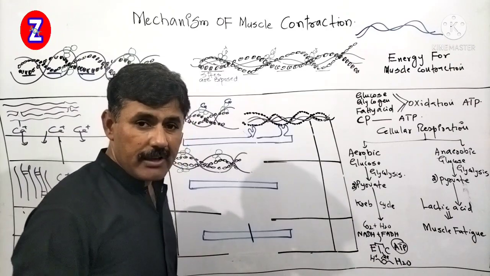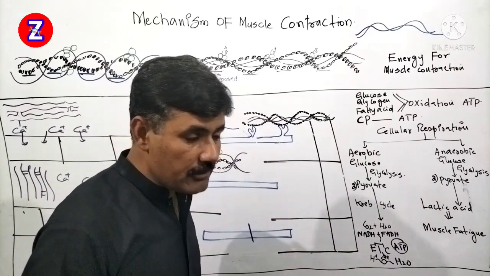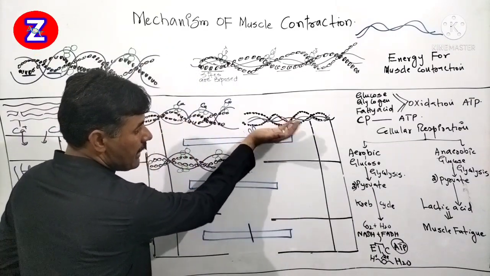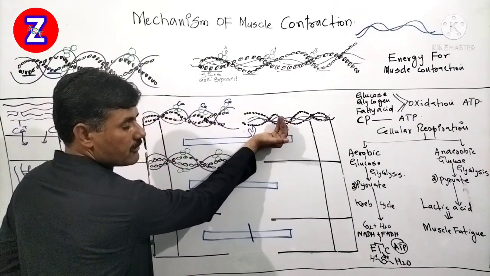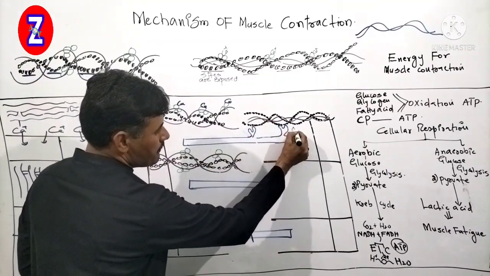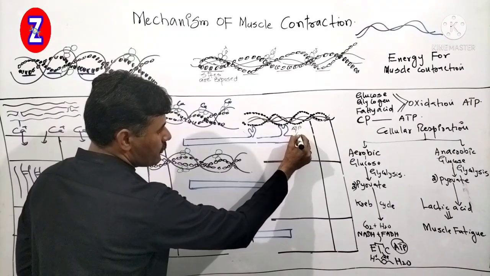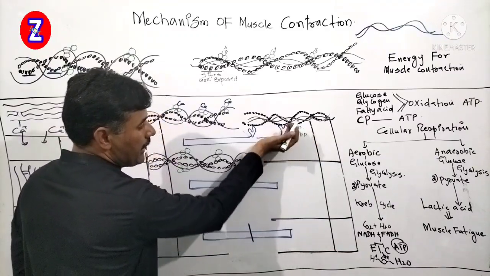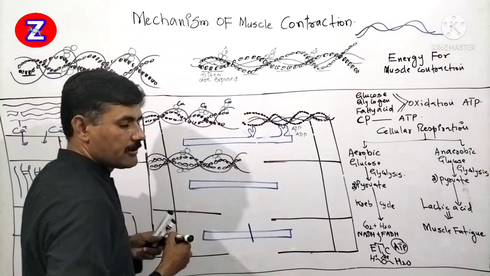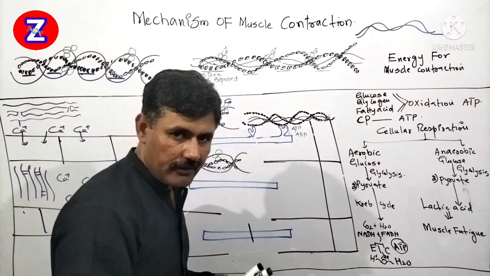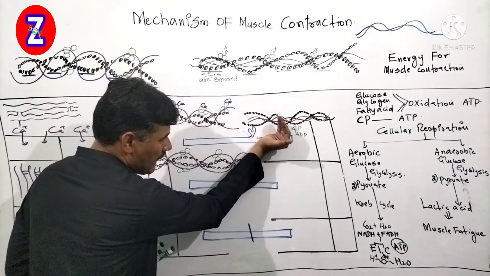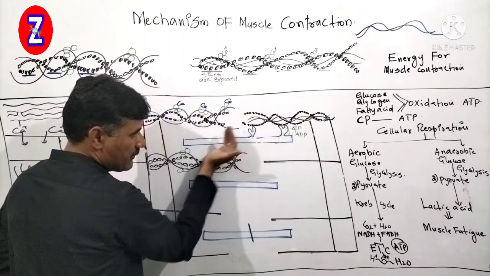And in that contraction, there is a role of energy also, and where actually energy is required. See these heads. In order to get attached to the active sites, they consume one molecule of ATP. One molecule of ATP is consumed, and a bulbous head is lifted up, and when it's lifted up, it gets attached to the sites of actin. And it not only gets attached, but it bends and drags actin filaments towards the center.